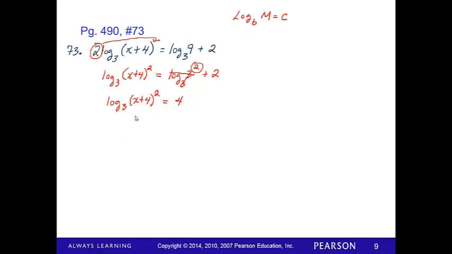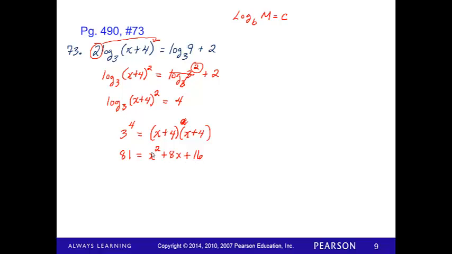So let's go ahead and do our rule, which was rewrite it. Now we're going to have base raised to the value equals the argument. So 3 raised to the 4th power equals (x plus 4) squared. So that's 81 equals, now you gotta multiply this out. Remember, when it says squared, it's the same as saying x plus 4 times x plus 4. So you should get x squared plus 8x plus 16.